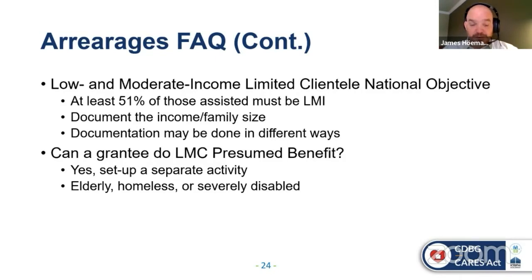As part of your program design, you can certainly set up a separate activity. So if you want to have one activity that will serve anyone who can meet that national objective and documentation, that's fine. If you want to set up a second one that is just a presumed benefit, in other words, if you want to hone in just on the elderly, the homeless, the severely disabled, you can certainly do that as well. That would allow you to take advantage of the presumed benefit piece of the limited clientele national objective. That would also allow you to hit that niche of your population that may be left out in a much larger activity that you've set up. So you're able to carve out funding specifically for them so that you can make sure that segment of your population is taken care of.